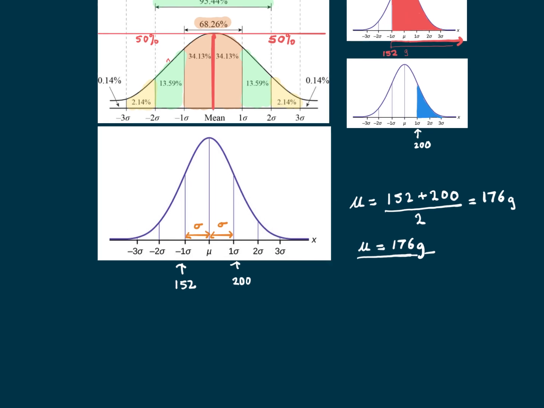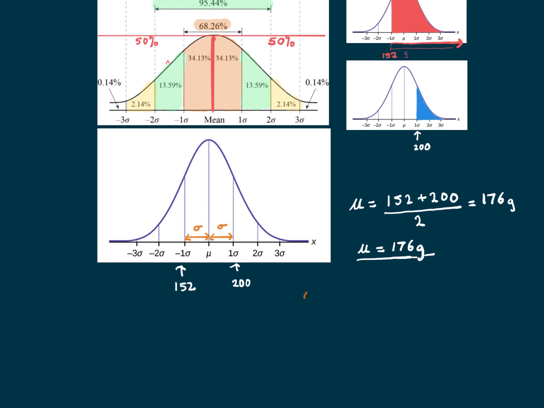Now the standard deviation is equal in all sections. And so in this particular case, we can find the standard deviation by taking 152 from 200 and then dividing that by 2. And that should give us 48 divided by 2, which is equal to 24. So our standard deviation is 24. And indeed it is 24, because if we add 24 to 152, we will get the mean of 176.